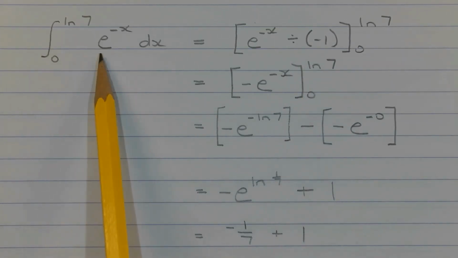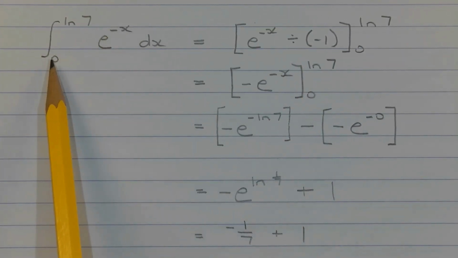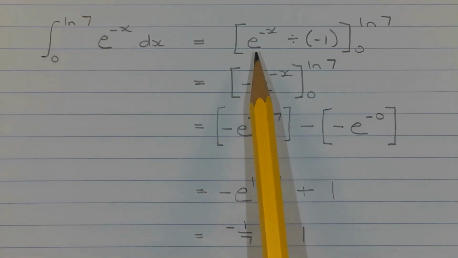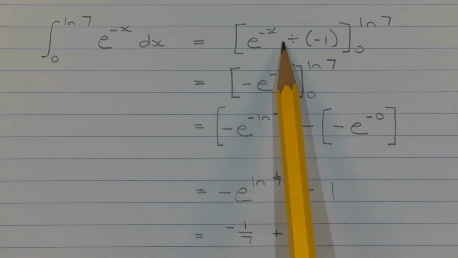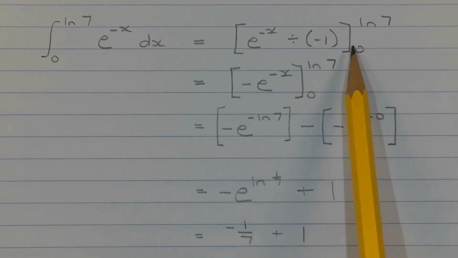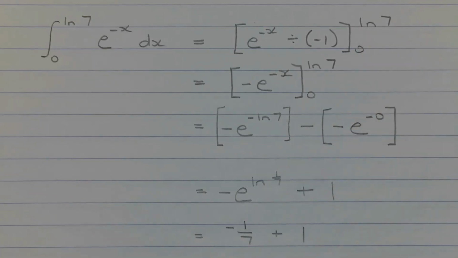So the integral of e to the power of negative x dx from x equals 0 to x equals ln of 7 is equal to e to the power of negative x divided by negative 1 from x equals 0 to x equals ln of 7. And that can be written as negative e to the power of negative x from x equals 0 to x equals ln of 7. Applying the limits of integration, we get negative e to the power of negative ln of 7 minus negative e to the power of negative 0.